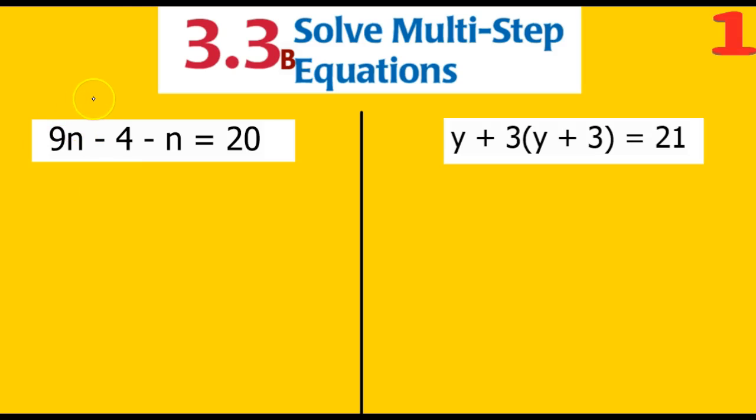The second step is to look to combine like terms. So I'm looking to see if I have any variables that are the same. Here it looks like I have an n and an n. So those are what are called like terms. I can combine them. Now if I just have an n by itself, I know I can put a 1 there. Right now I have a negative 1n. So if I have 9n minus 1n, that gives me 8n minus 4 equals 20.